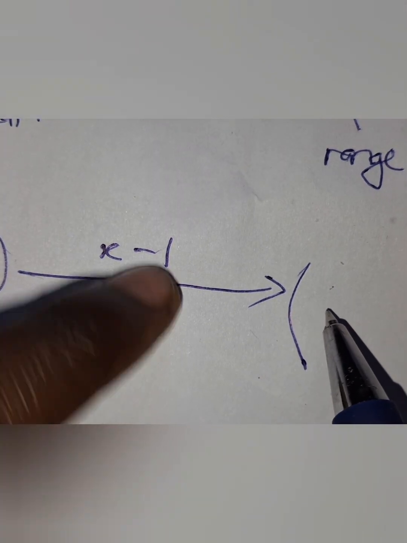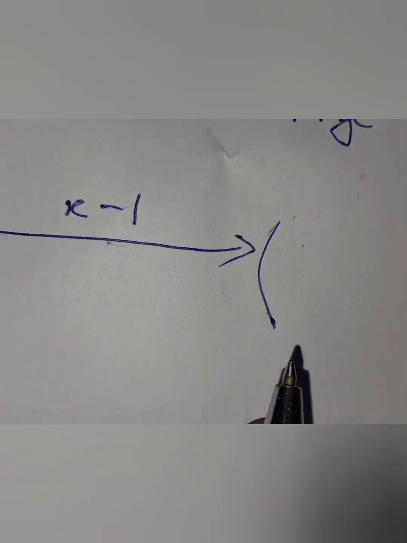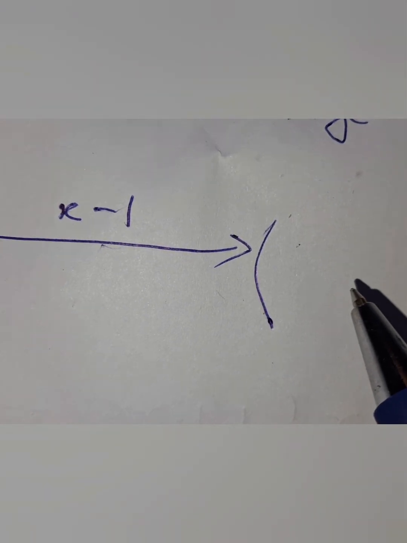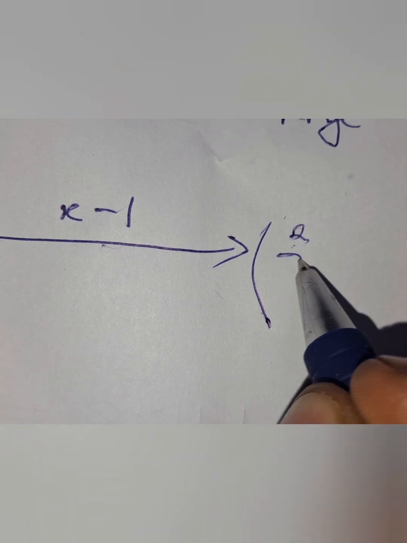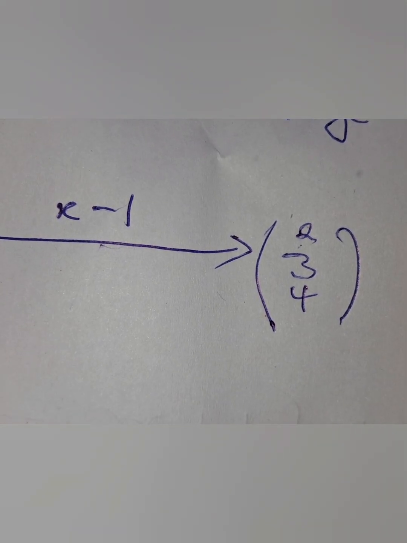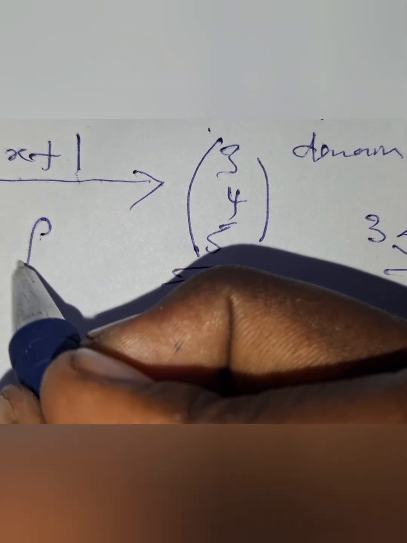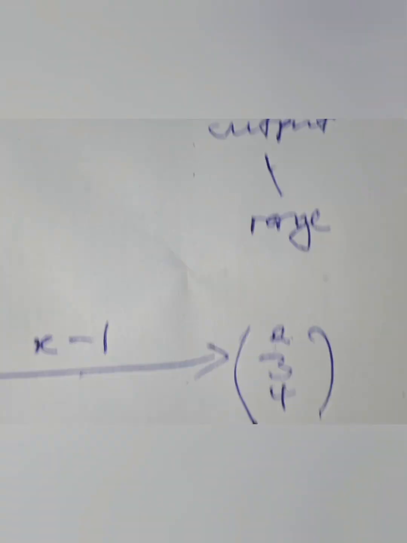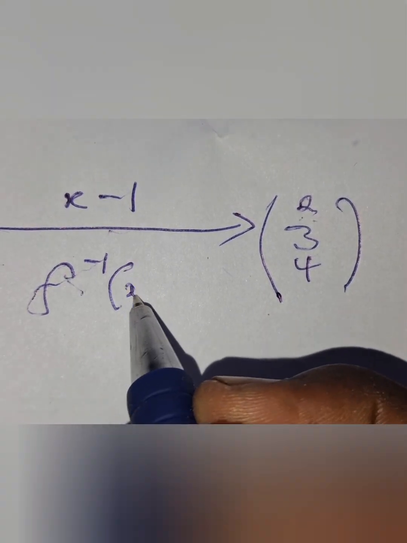Here we were adding 1, so we subtract 1, and if we subtract 1 from these output values, we are going to see that we're going to get 2, 3, and 4. So what is this function that we just had here? This function was known as f of x. This function is known as the inverse of f of x, f inverse of x.